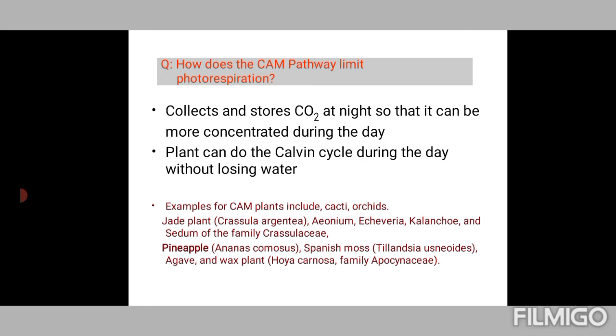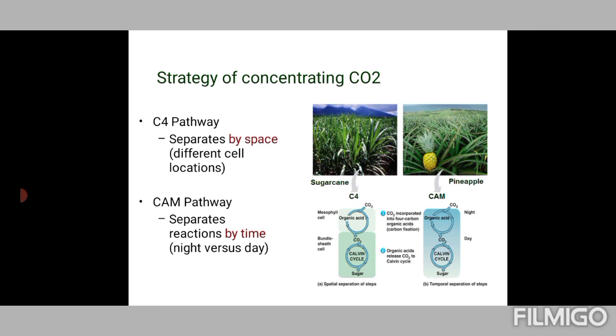It collects carbon dioxide at night, and during daytime, the Calvin cycle is done. So they save the precious water also. And the examples are cacti, orchids, and the more familiar pineapple. And the strategy of concentrating carbon dioxide for C4 plants is that they separate it by space. That is, the spaces of mesophyll cell and bundle sheath cell are different. And in the CAM pathway, the separation is by time. That is, the day and night times are chosen differently. Basically it is night versus day.